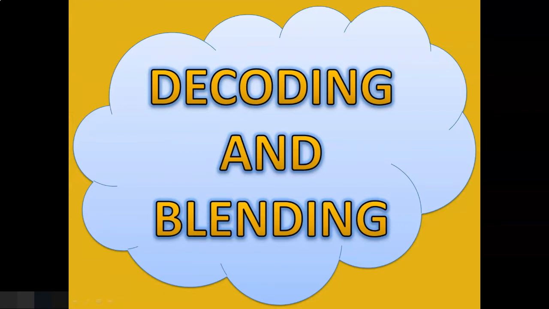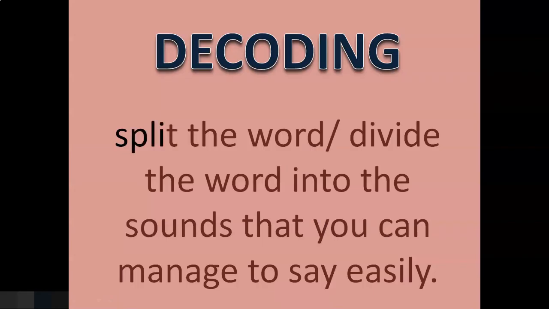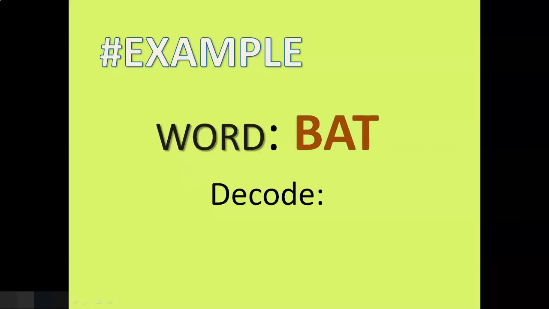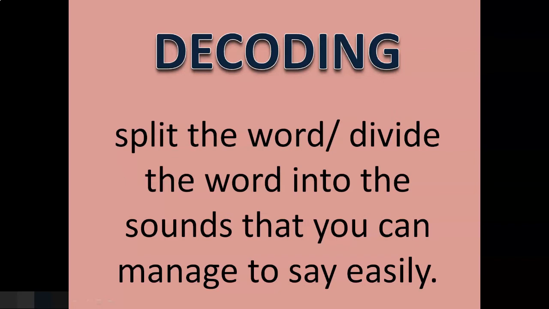Today's topic is decoding and blending. Let's understand what we mean by decoding and blending and what role it plays in reading. Decoding means splitting the word, or dividing the word, into the sounds that you can manage to say easily. Let's take an example. If the word is bat, a 3-letter word, a simple word, let's see how we can decode the word into the simple sounds that we can manage to say easily.